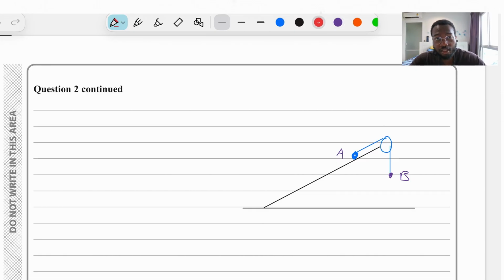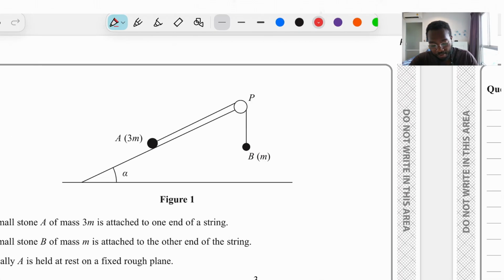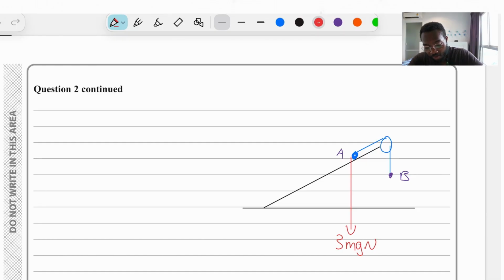So we know that stone A has a mass of 3m. If I draw the weight, that would be a downwards weight of 3mg newtons. We're told that stone B has a mass of m, so there's going to be another downwards weight of just mg newtons.